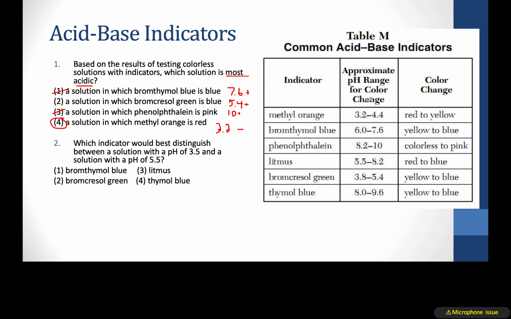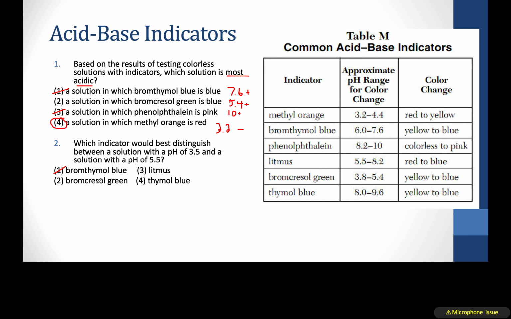So I think it's going to be this one right here, methyl orange. Oh, but that's not even an option, right? So methyl orange would be a good indicator. Oh, not really though, because 3.5 is in that range. Okay, so no, not methyl orange. So let's look at these then. 3.5 and 5.5. So bromthymol blue, 6. So a solution of 3.5 and 5.5 in bromthymol blue, both of those are going to be yellow, so that's not going to help. We're not going to be able to distinguish. So it's not that.